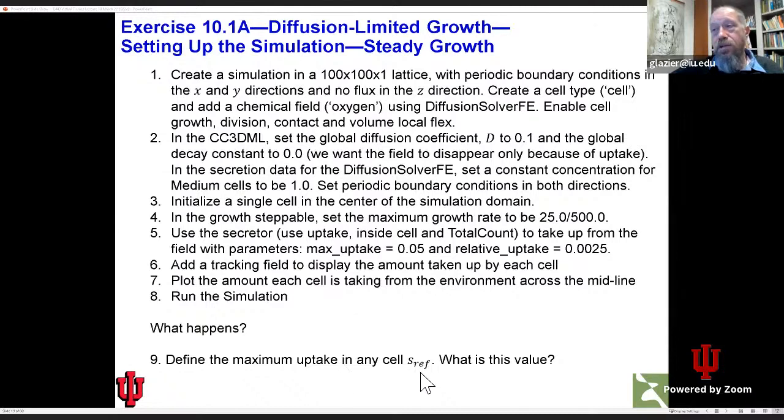And then why don't you see whether you can determine what's the maximum uptake for the particular case you've defined inside of any cell, because you'll need that number to scale everything going forward. So is that exercise reasonably clear?